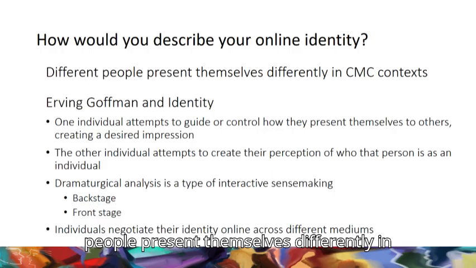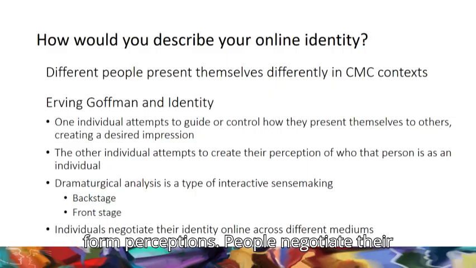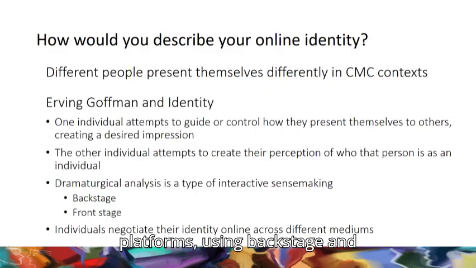Different people present themselves differently in CMC. Erving Goffman's dramaturgical analysis explains how individuals guide their self-presentation and how others form perceptions. People negotiate their identity online across different platforms, using backstage and front stage behavior. How would you describe your online identity?